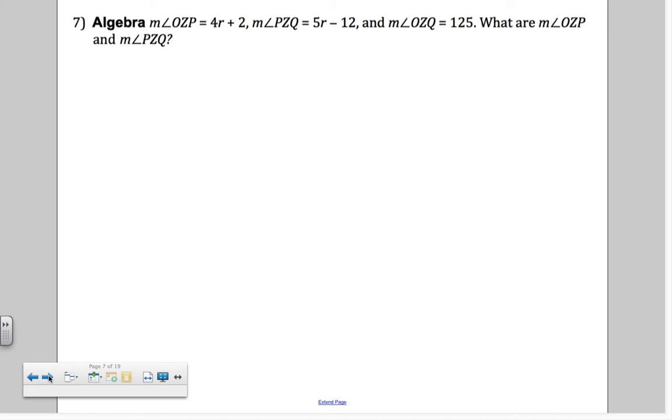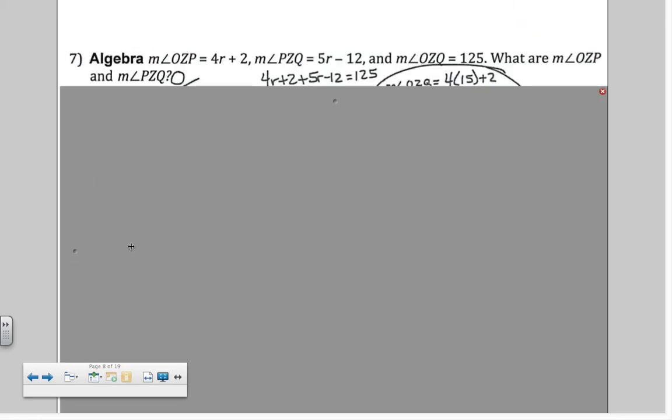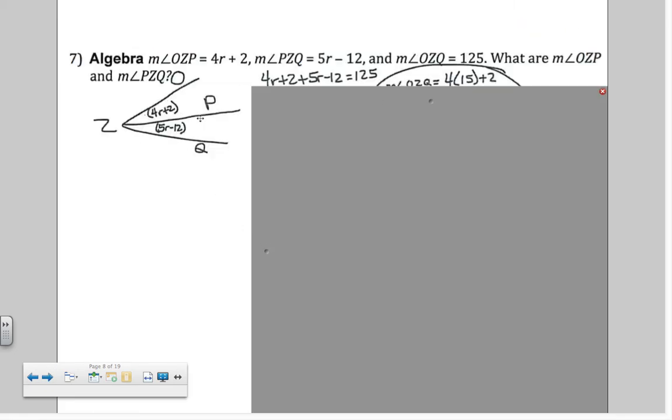This gets really confusing because of all the letters. But if we organize the situation where I've got OZP, then when I see PZQ, I know I've got PZ right here, so they're sharing the same ray. PZQ, I'll just attach it because they share PZ. That is in common in both. Then here when it says OZQ, I can see that it's talking about that entire angle, the larger angle. So I know if I take these two smaller ones and I add them together, I'll get the larger angle.